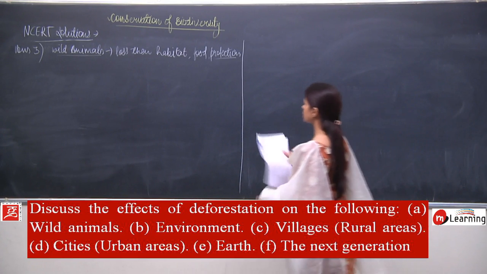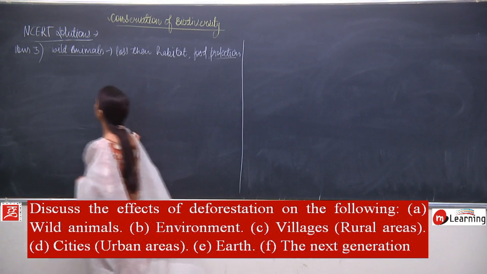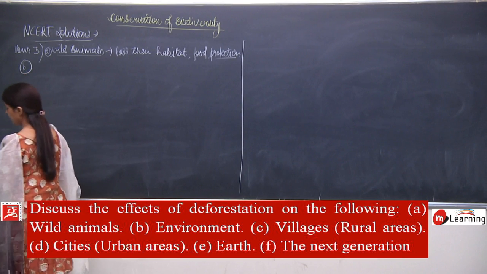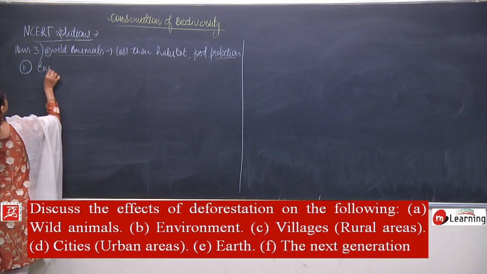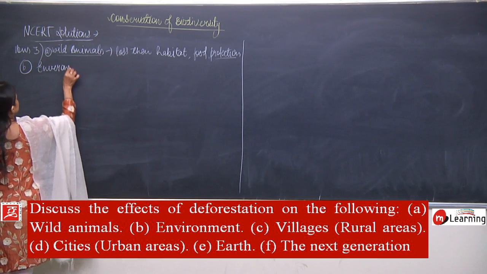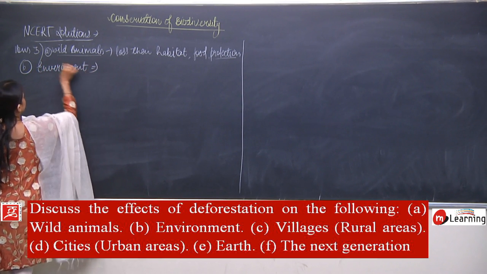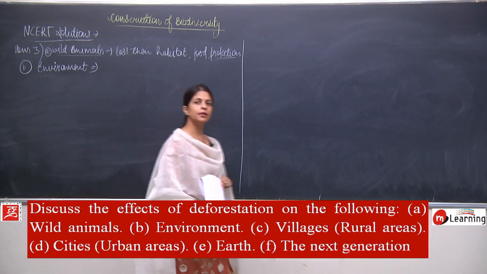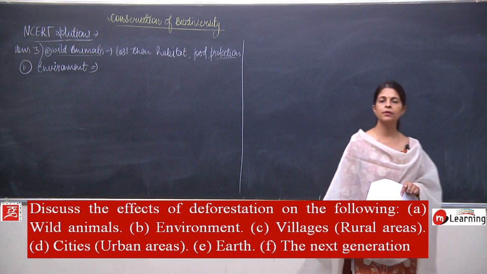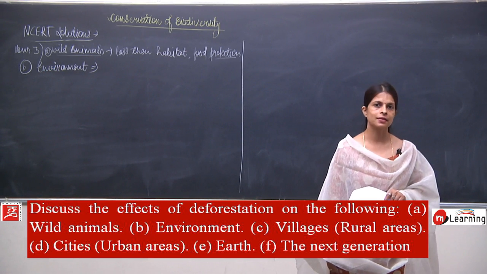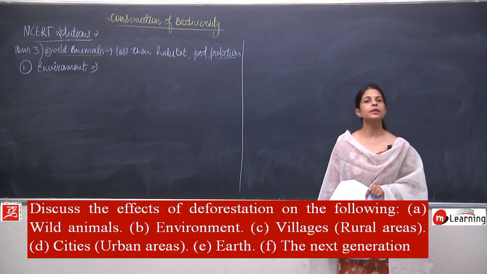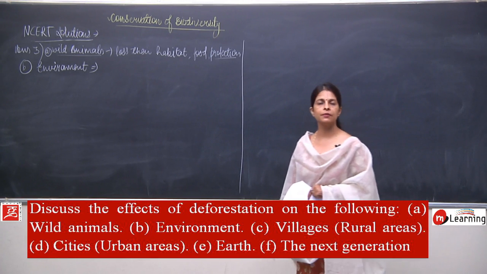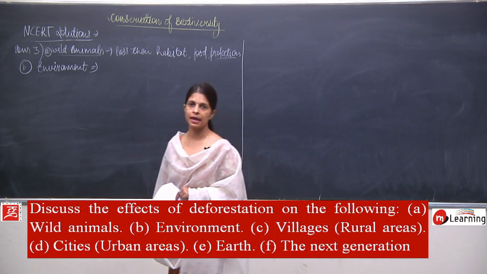Now this was A. Now we'll talk about B. They are asking now the effect of deforestation on the environment. What will be the effect of deforestation on the environment? It will be just disastrous. Each and everything in the environment will get disturbed. Definitely it is going to disturb. We have discussed all these things in detail actually.